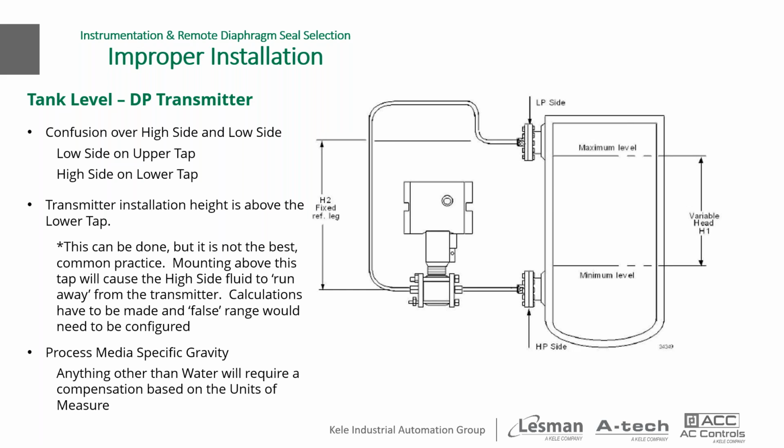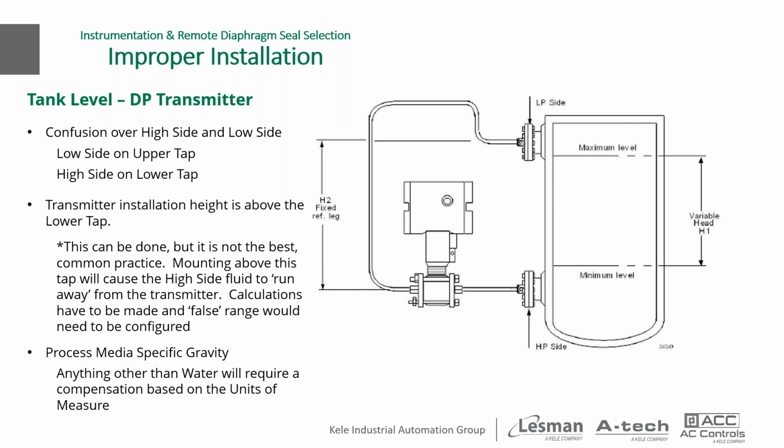You can do this, but calculations would have to be made, and effectively you're making a false range to be configured. Specific gravity and the like come into play with that. We've done it before. It just is a maintenance nightmare. So the best thing to do when possible is to keep that transmitter at or below the lower tap.